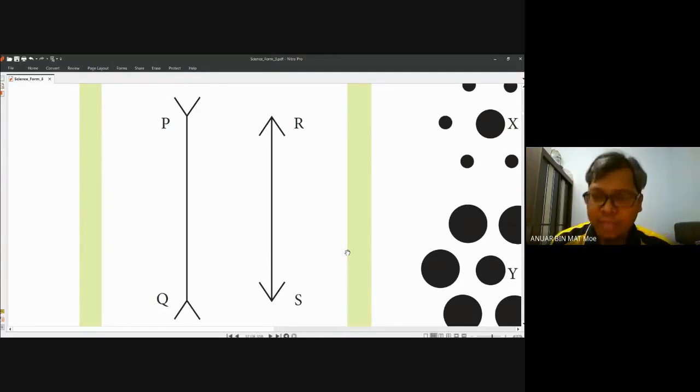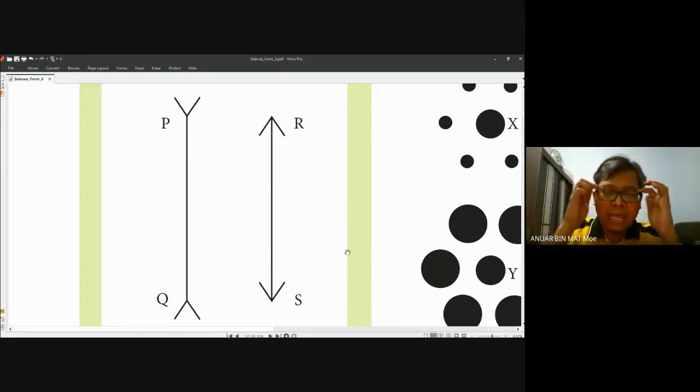So you have a textbook with you, right? Kamu ada buku teks, ya? And then R and S look shorter. Why is this happening? This is what we call an optical illusion. Actually, if you take a ruler and measure the line P to Q and R to S, it is the same. The length of the line is the same, PQ and RS.